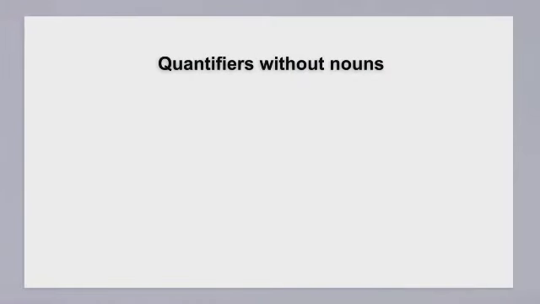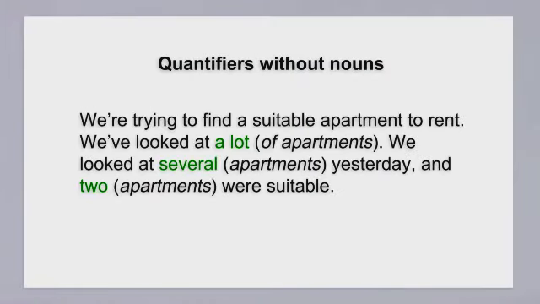Quantifiers can also be used without a noun when it's obvious what they refer to. For example, we're trying to find a suitable apartment to rent. We've looked at a lot. We looked at several yesterday, and 2 are suitable. Notice that we don't use of when using quantifiers without nouns.